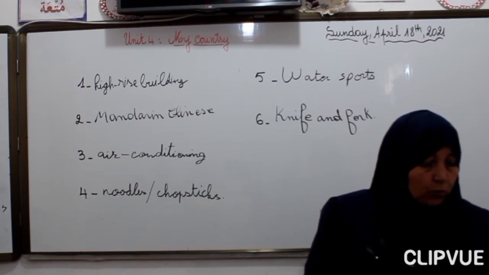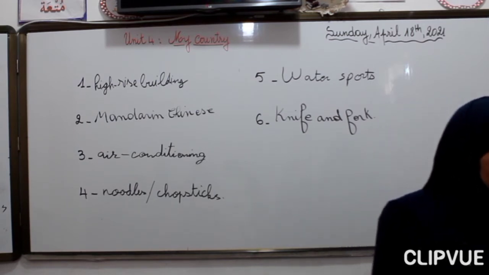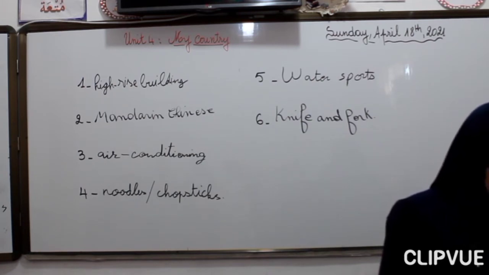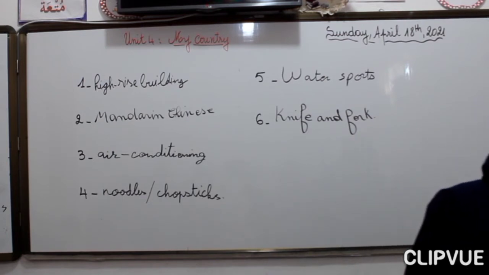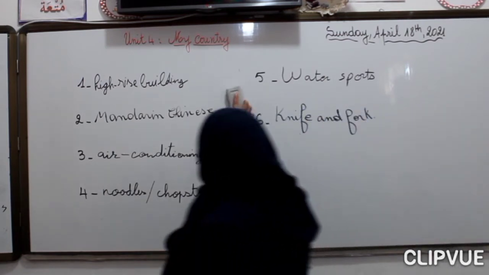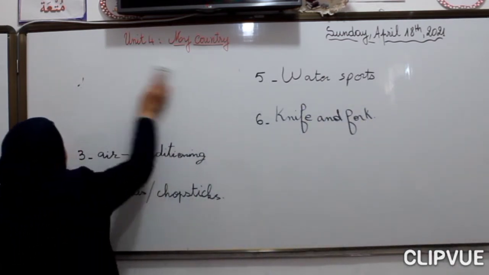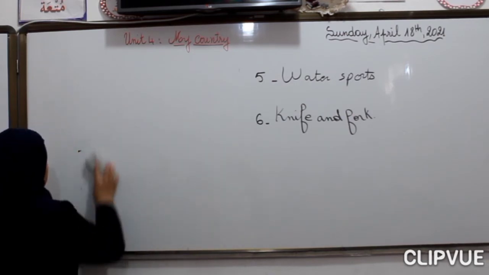So, the first question is, where does Tim live? Then, what's the weather like in Singapore? We're going to ask later. What language does Tim speak at school? What's Tim's favorite food? What are his favorite sports? Okay, you answer the questions on your copybooks, then we'll correct on the board. Okay, on your copybooks.